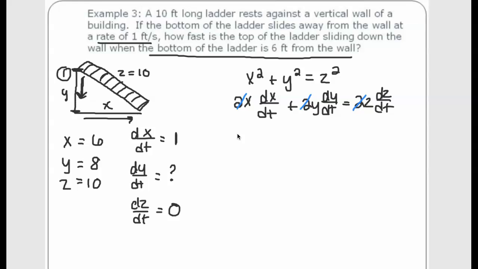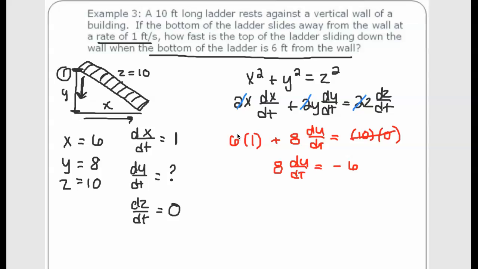So I know x is 6. I know dx/dt is 1. Y is 8. I'm searching for dy/dt. Z is 10. dz/dt is 0. So that part actually zeroes away. So I get 8 dy/dt equals negative 6, or dy/dt equals negative 3/4.